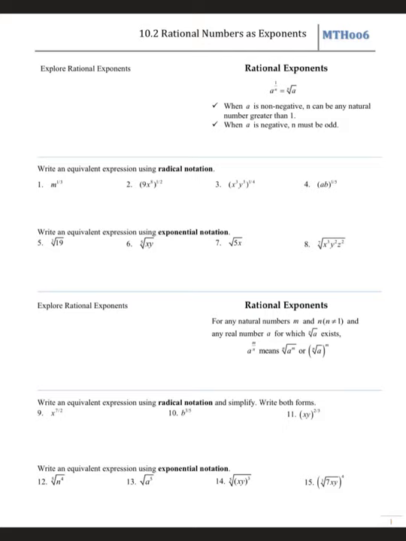Hello, Math 006. What we are looking at in 10.2 is rational numbers as exponents. So we're going to be working with exponents.